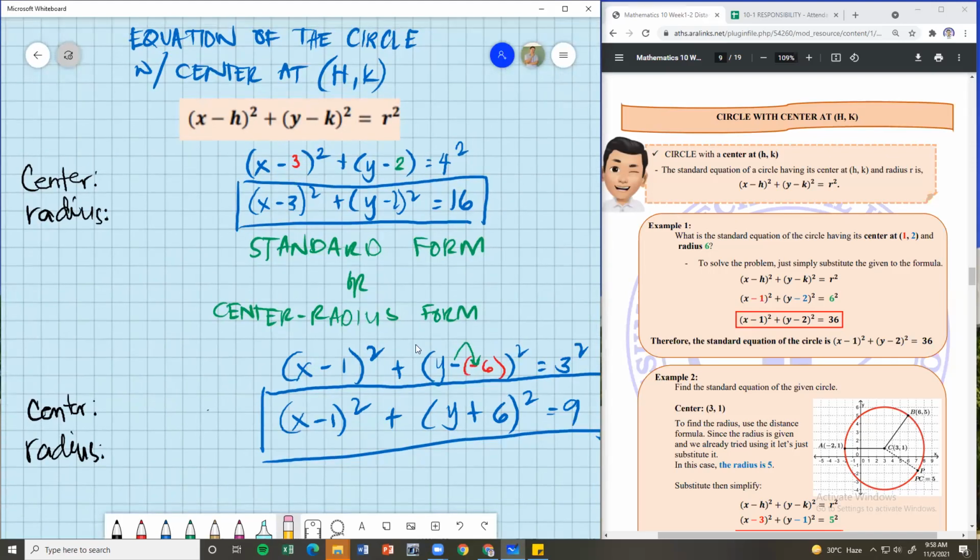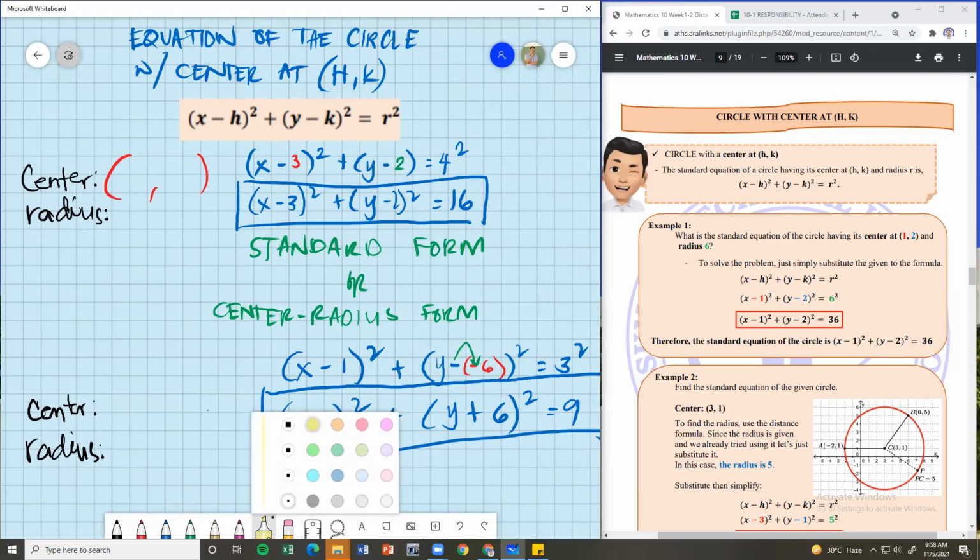Ready? For the center, look at this. You always need to memorize our standard form. It should be minus always. And if they are both minus, in short, your values are positive. Okay, let's do this for the center. Look at this. It's -3. Let me change the color here.